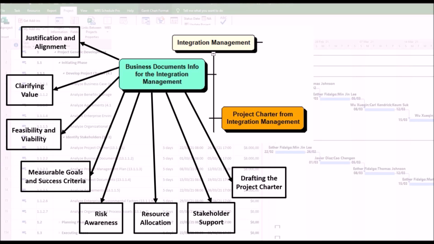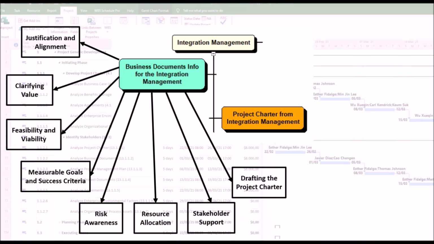8. Drafting the project charter. The information in business documents, e.g., business case, benefits management plan, is used to draft the project charter. The charter summarizes this information in a concise format, making it accessible to all stakeholders and serving as a formal authorization for the project.